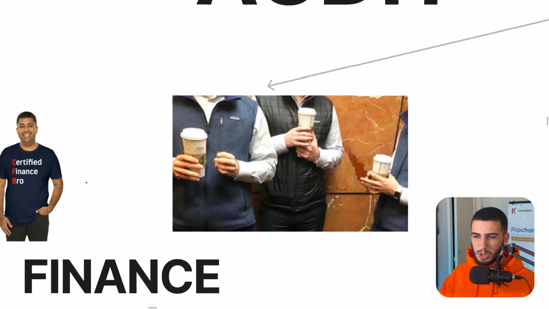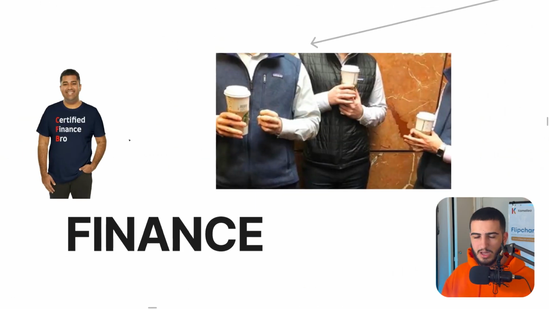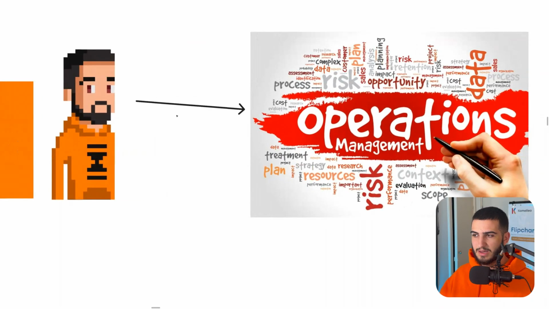Now, this word is usually used on the finance side of things, like auditing accounts, for example. Over here, we're going to be using it to audit your operations, so the back end of your actual agency, which in my opinion is the heart of your agency.